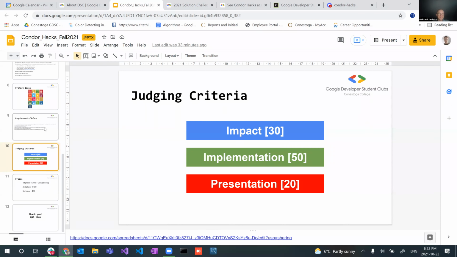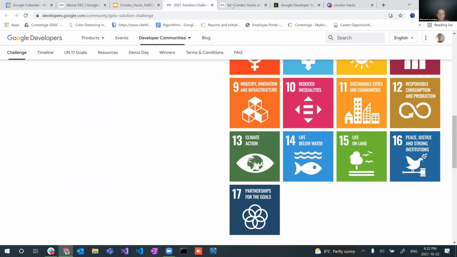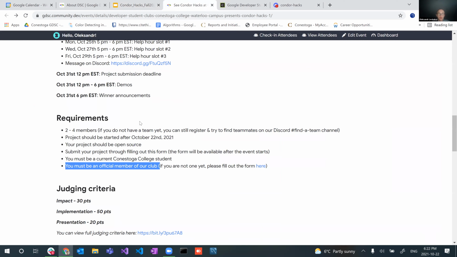So then let's move on to judging criteria. We have 3 main judging criteria that we'll evaluate your project on: impact, implementation, and presentation. In total, we will have 100 points. Essentially, the way it will work.